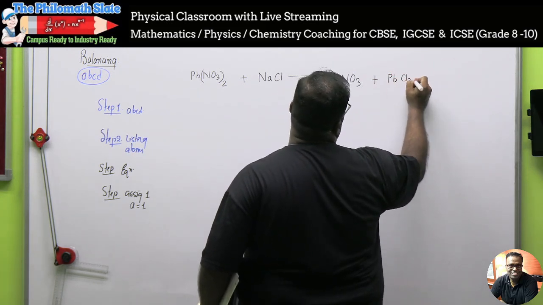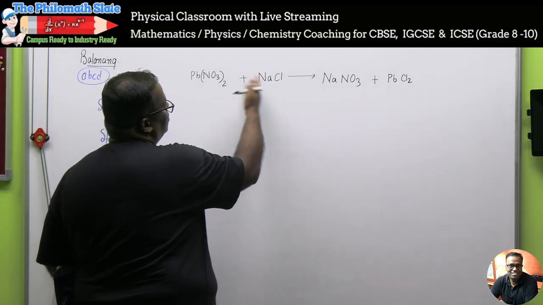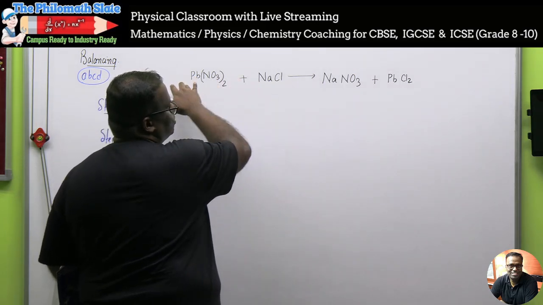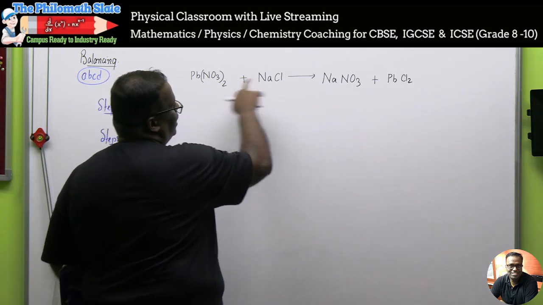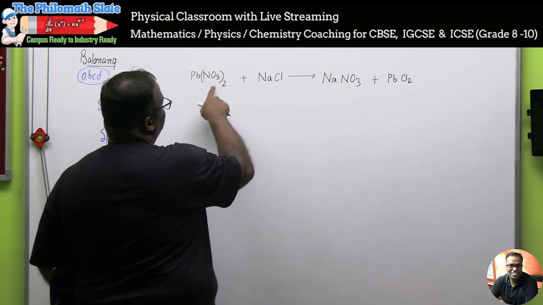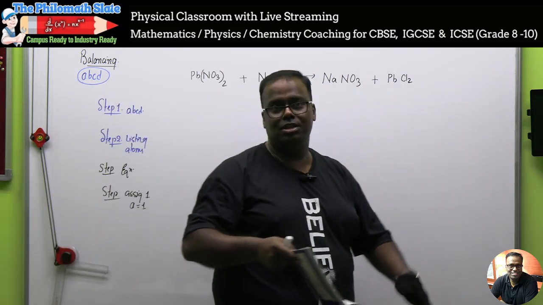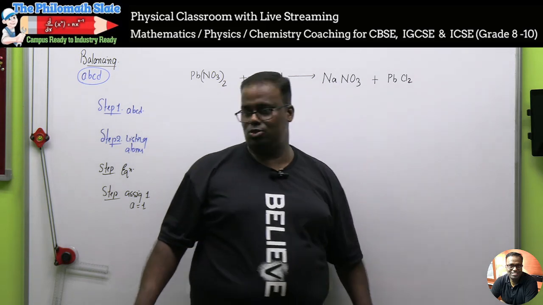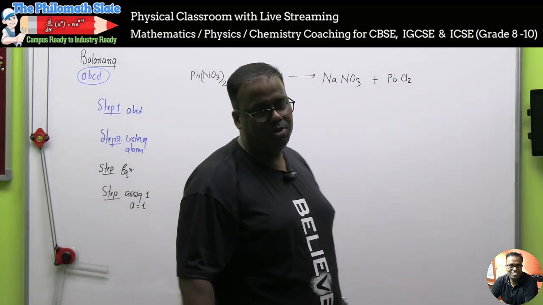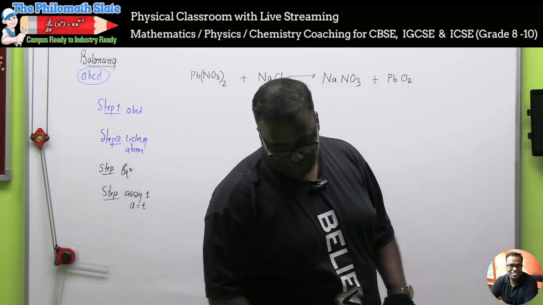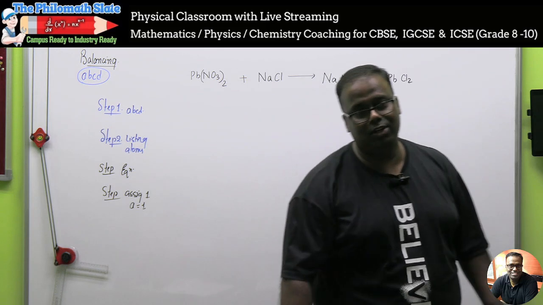PbCl2. Our sir used to explain, this one got split, this one ran away with this one's girlfriend, that one ran away with this one's boyfriend. Just see, chlorine was the girlfriend of sodium, ran away with lead, and lead's girlfriend was nitrate, she ran away with sodium. This is called double displacement. Our chemistry sir used to teach like that. That's it. And single displacement is when your girlfriend ditches you and goes away. There is one reaction like that also.